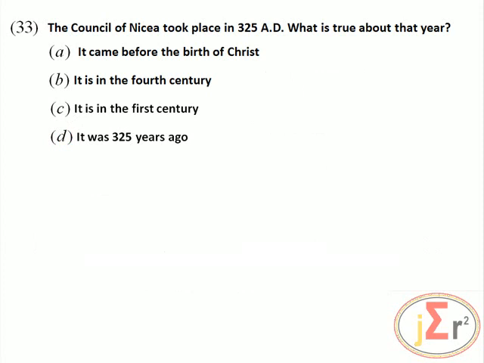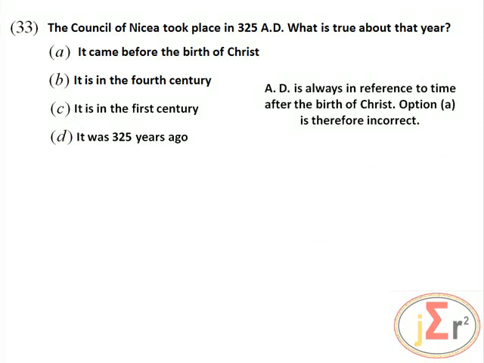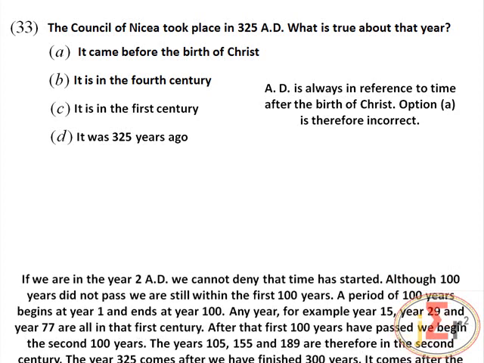The Council of Nicea took place in 325 AD. What is true about that year? What is true? Not what is false. What is true about that year? So let's see. The first option is A. It came before the birth of Christ. AD is always in reference to time after the birth of Christ. So option A is therefore incorrect.